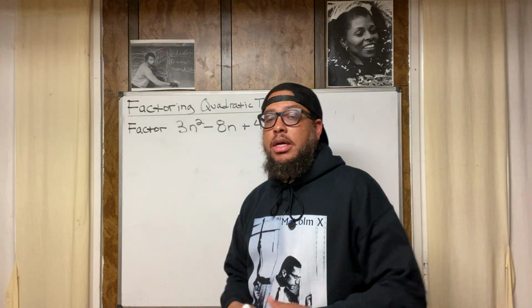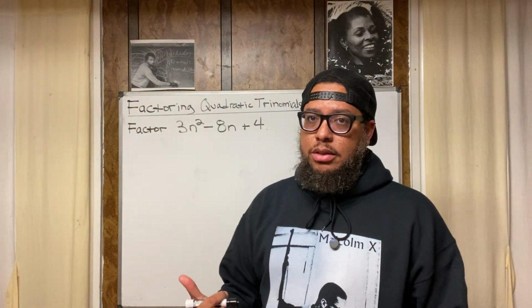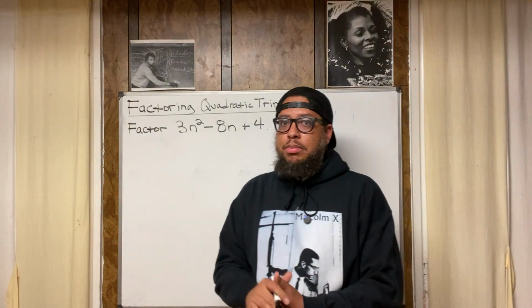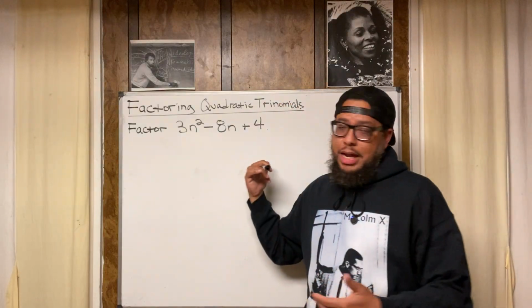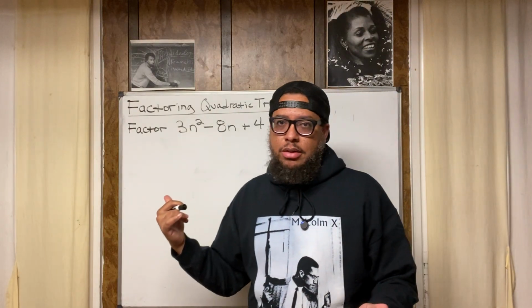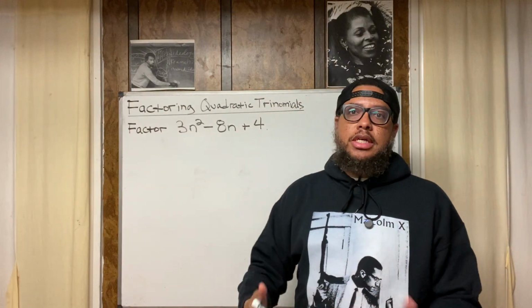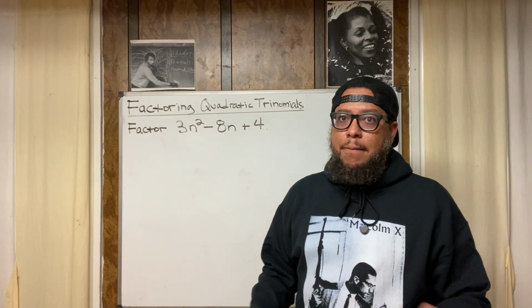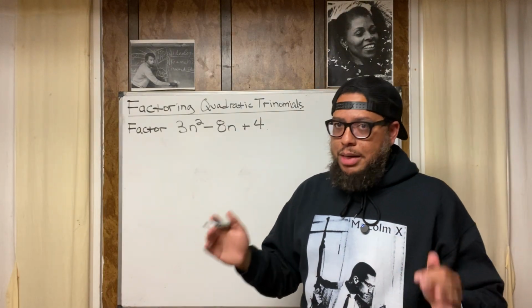Now, why does that matter? That matters because that determines what type of method we're going to use to factor this. If it was a 1, then it would be straightforward, easy peasy. We'd probably knock this problem off in like two minutes. But because the lead coefficient is not a 1, it's going to take a little bit more work, which is cool. But it's doable. It's tedious, not difficult.